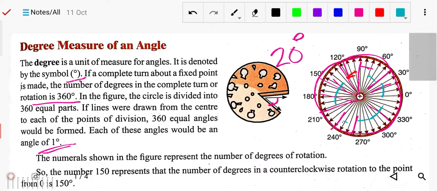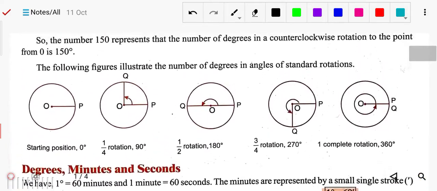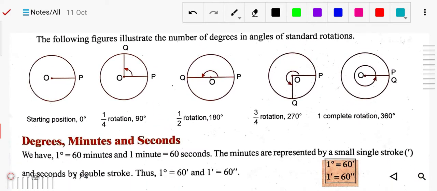Now you can see the starting position. Here the starting position is O, and it is at P, a simple straight line. So what is the angle at the starting position? The angle is 0 because it is only at the initial point. So here the angle is 0.